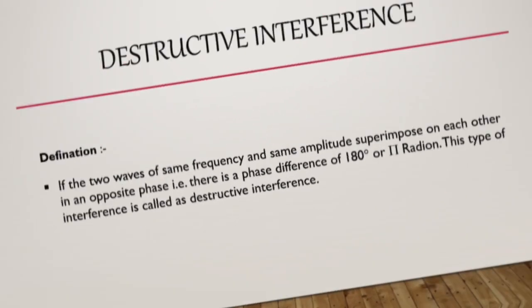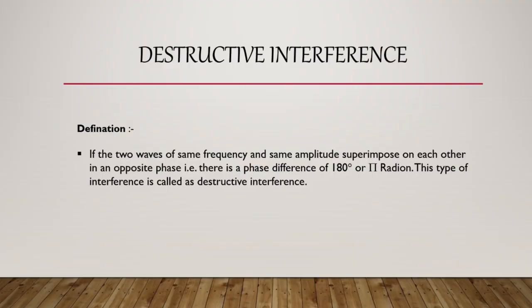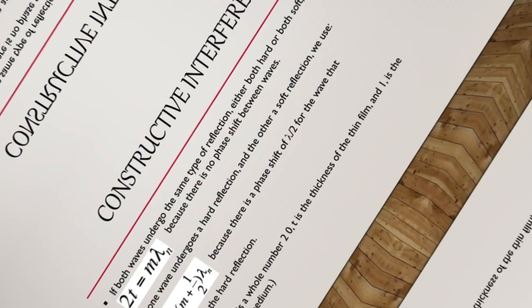Next is destructive interference. Let's discuss the definition of destructive interference. If two waves of the same frequency and same amplitude superimpose on each other in opposite phase, that is, there is a phase difference of 180 degrees or pi radians, this type of interference is called destructive interference. The next part will be explained by Rutika.